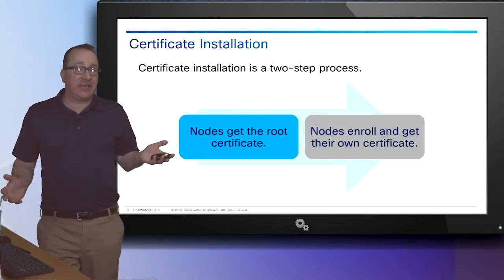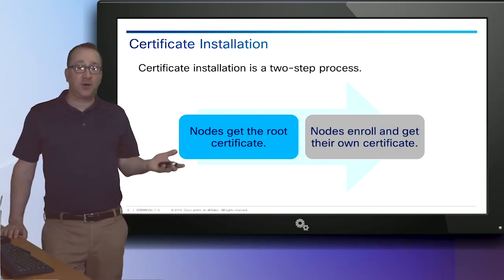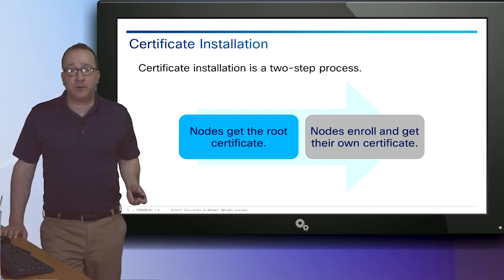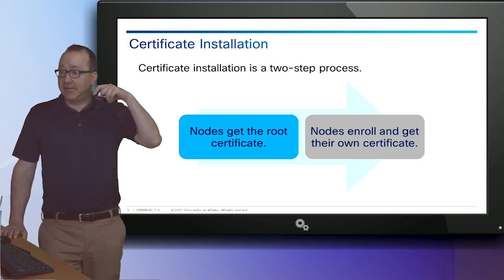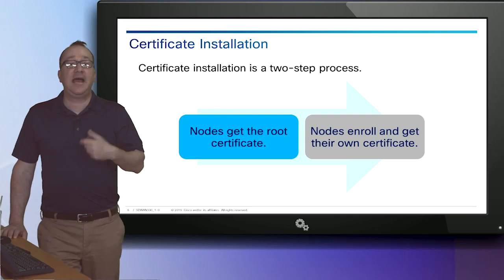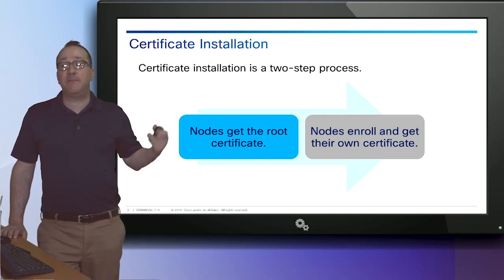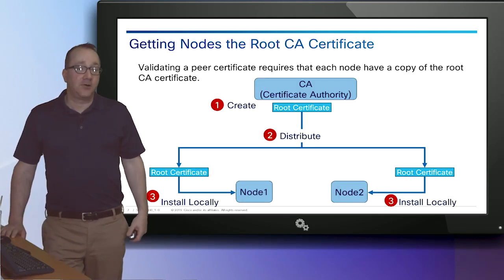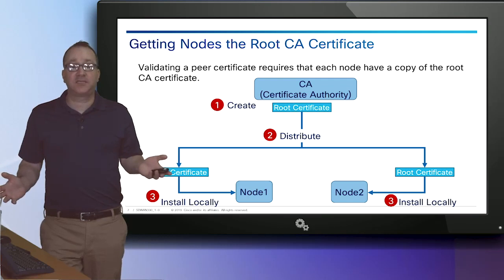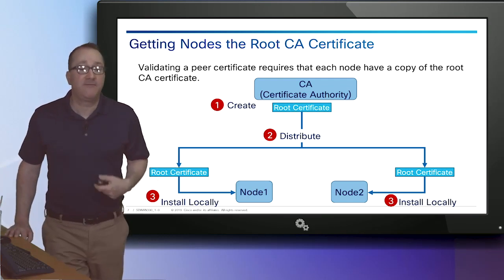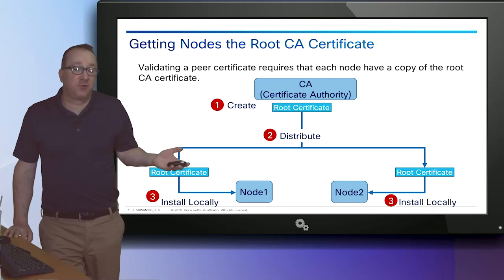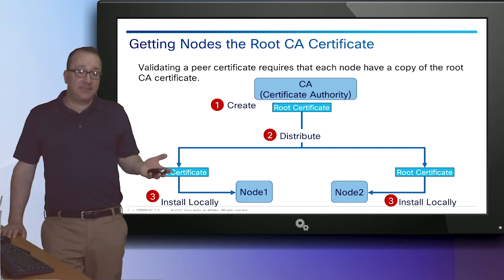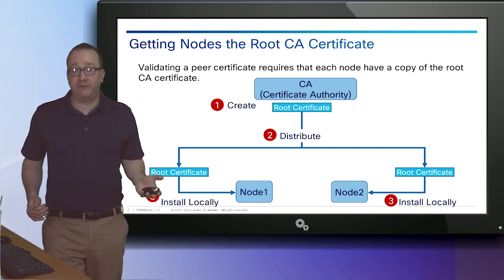A certificate installation is a two-step process. We're going to need to get the root certificate, and then we're going to need to enroll and get our own certificate using a certificate signing request. Okay? Which basically says, here's my public key, here's who I am, and you send that to the certificate authority, and they append their signature to it, saying you're actually who you are. In a certificate hierarchy, every node trusts the same certificate authority, the root CA. If I trust your root, I trust any certs that your root has issued. The first step in the certificate installation process is for the nodes to get the root certificate.